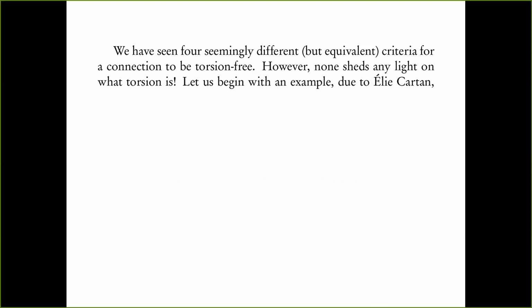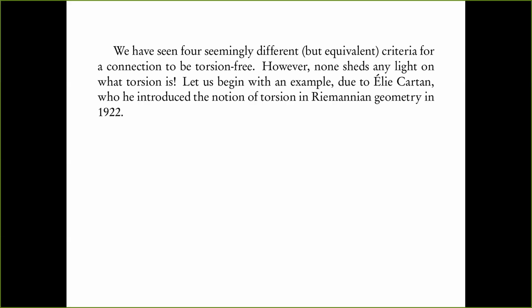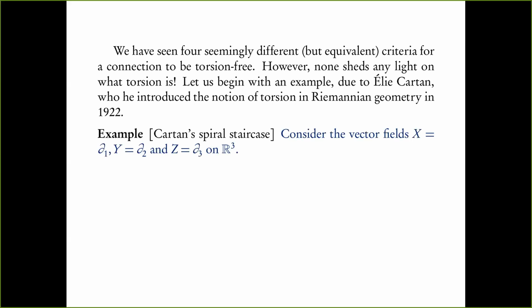Okay. So let's begin with this example. This is due to Elie Cartan, and he introduced this notion of torsion way back in 1922 when he was investigating certain things in physics and gauge theory and so on, or at least it might not have been called gauge theory, but it's something to do with general relativity and things like that. So he introduced this concept and this example in particular. So this is attributed to him. It's called Cartan's spiral staircase.